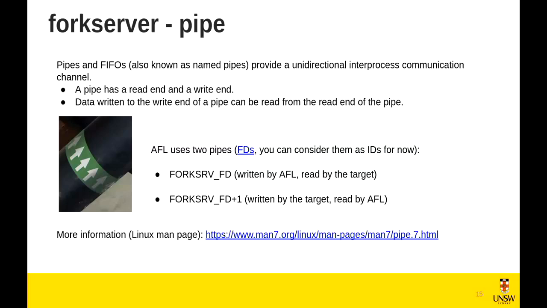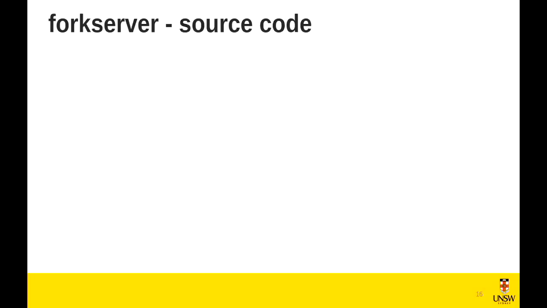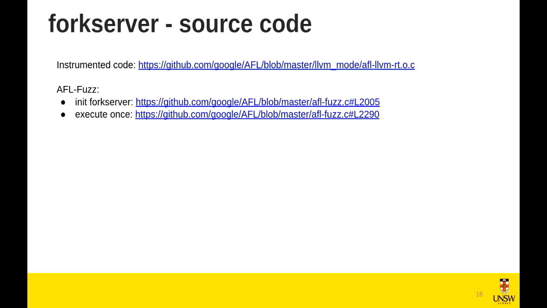You can get more information from the official Linux manual page. And the source code of the fork server, the instrumented code, is here. In AFL, on the fuzzer side, there are two parts related to the fork server. The first part is initializing the fork server, and the second part is, every time the fuzzer tries to execute a test input, it needs to interact with the fork server.